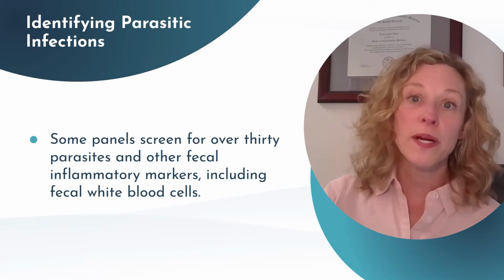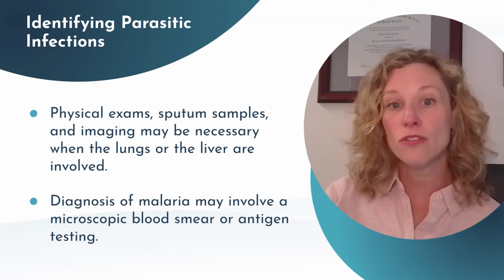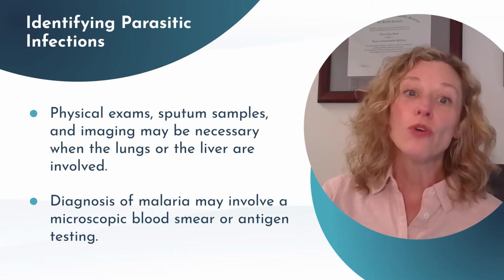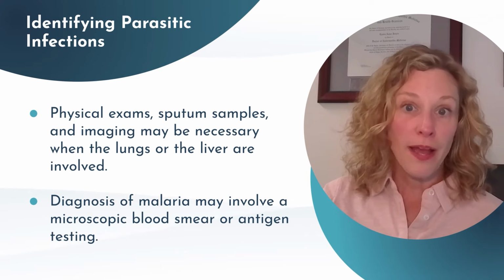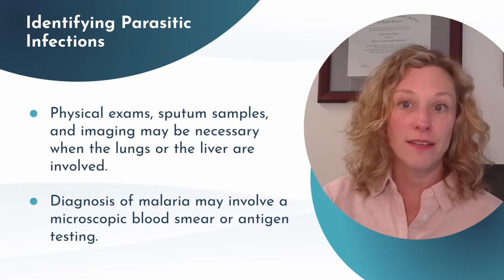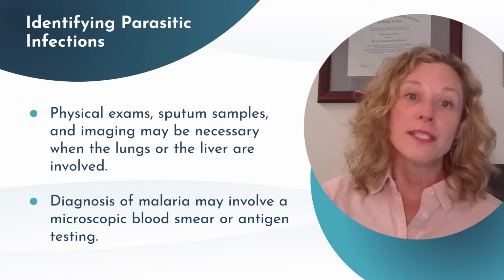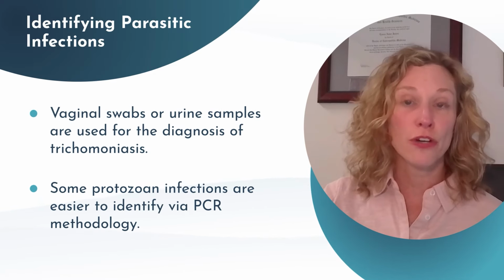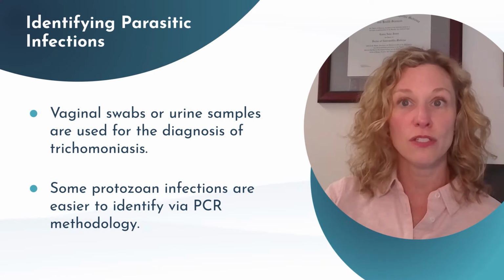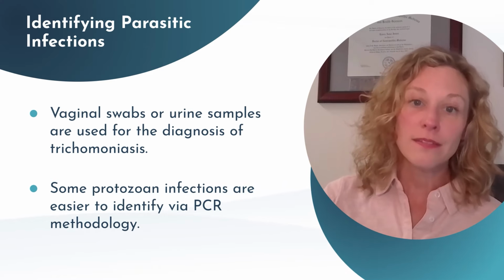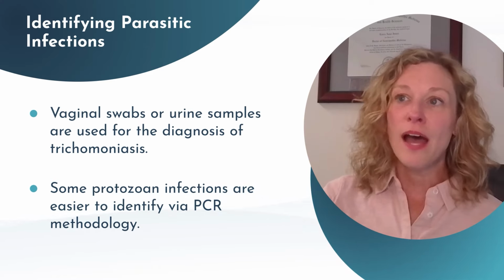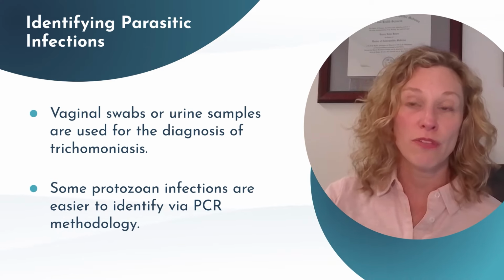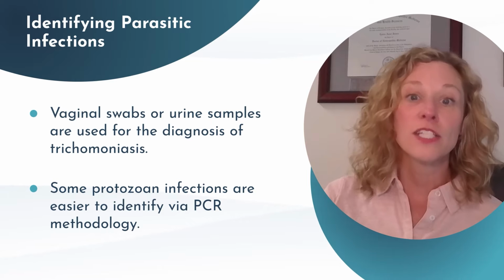When we suspect parasitic infection that's affected the lungs or the liver, that's where imaging may be of value. We also might use a blood smear to identify certain types of parasites that affect the blood, for example, malaria. Vaginal swabs or urine samples are used for the diagnosis of trichomoniasis. And some protozoan infections are actually easiest to diagnose with molecular techniques such as PCR.